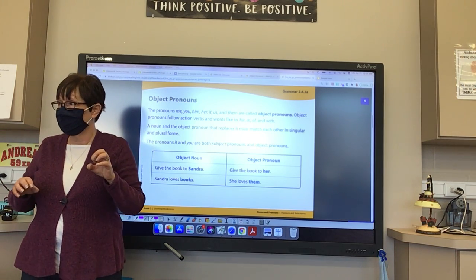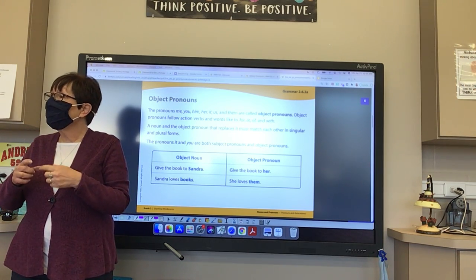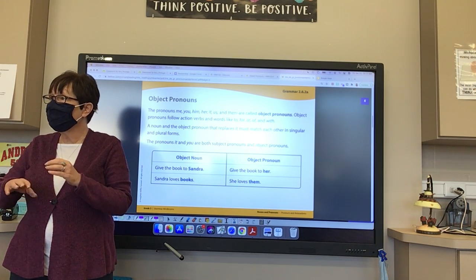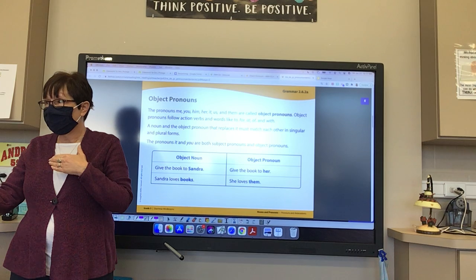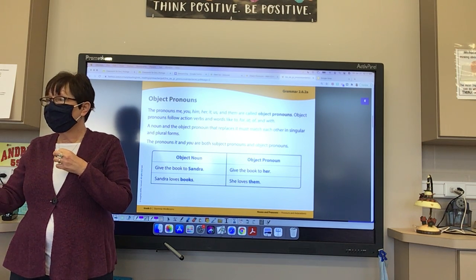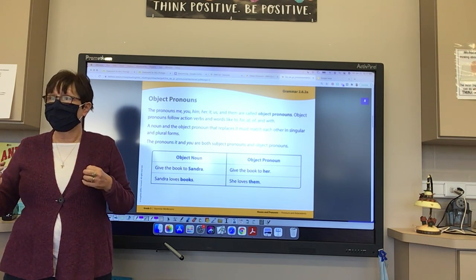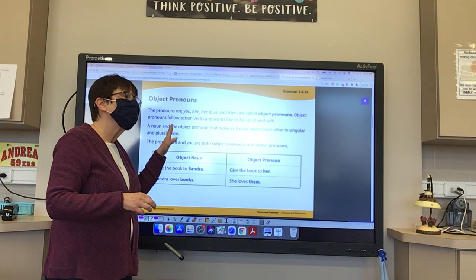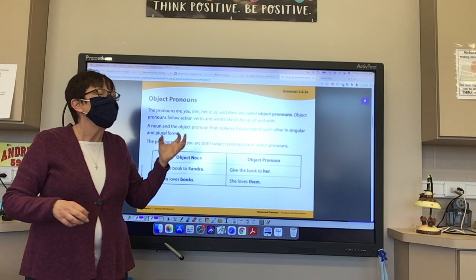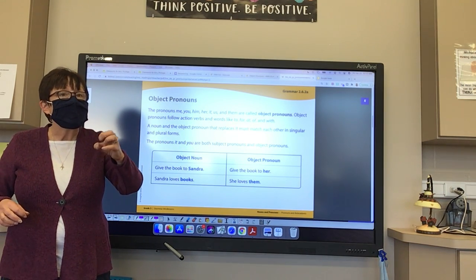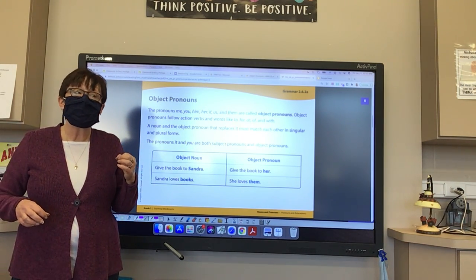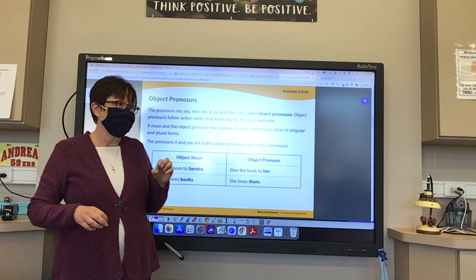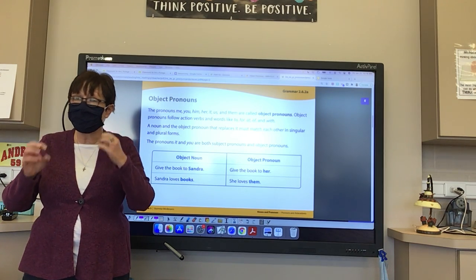Now, a noun and the object pronoun that it replaces must match each other in singular or plural forms. So if you have a singular noun and you are replacing it with a pronoun in the predicate of the sentence, you have to use a singular pronoun. If you have a plural noun in the subject of the sentence and you are replacing it in the predicate of the sentence, you have to use a plural pronoun. They have to agree with that.